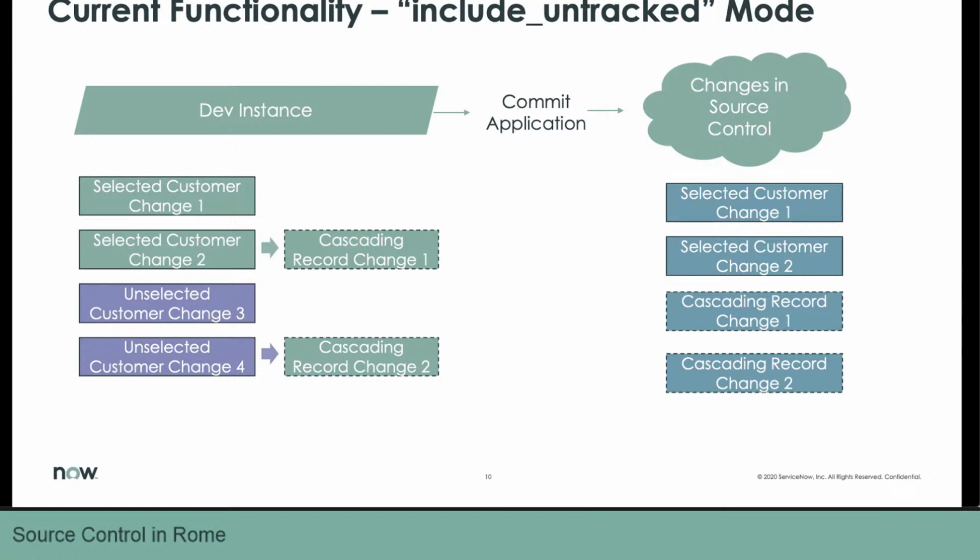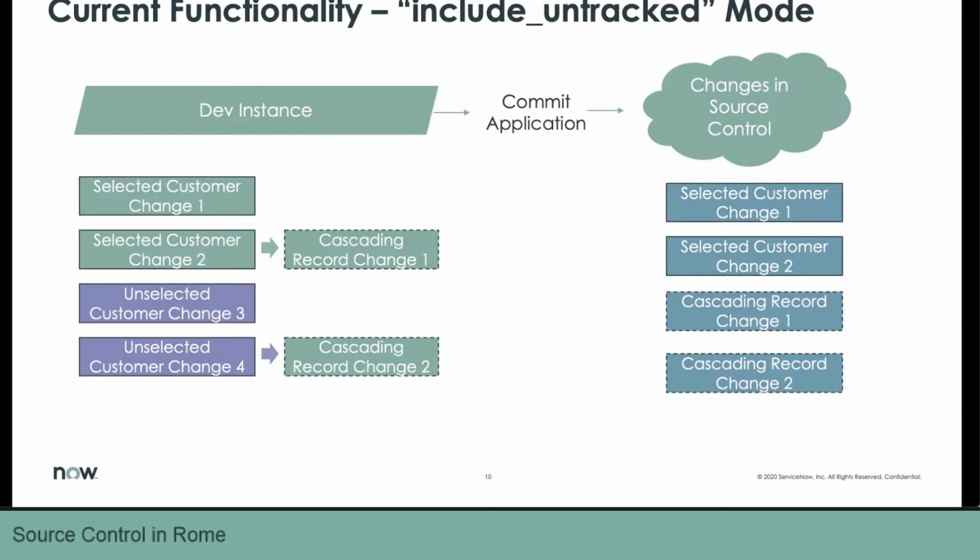what I expect to get stored in source control is just those first 2 objects, right? But what actually happens in Quebec and prior is I'll actually get these 4 things, right? So I'll get the 2 things I selected and the 2 cascades. And I may have even possibly expected that first cascade there, the cascading record change 1, but I definitely didn't expect cascading record change 2 to be stored in source control because I didn't choose the object that caused that cascade.